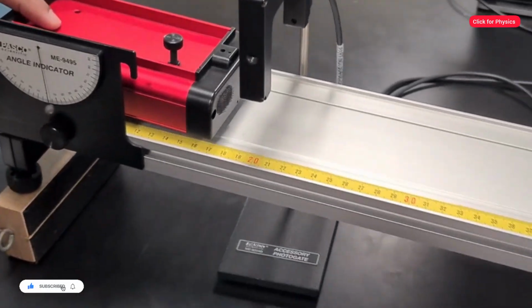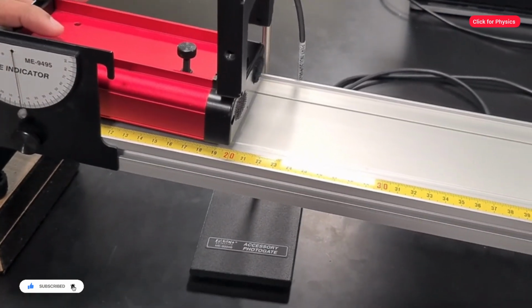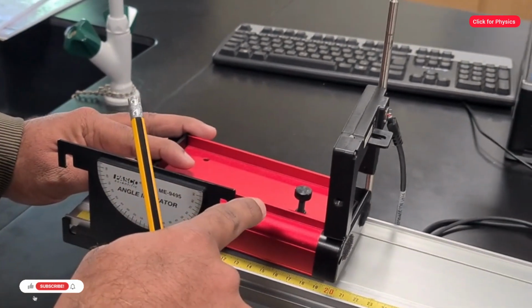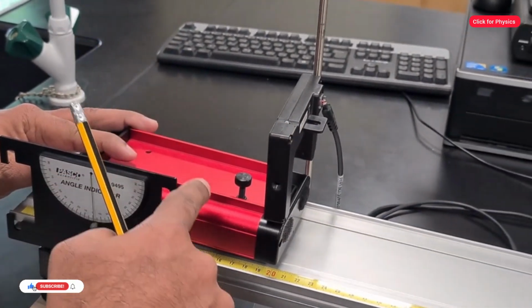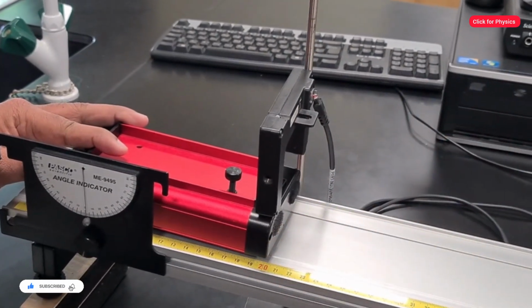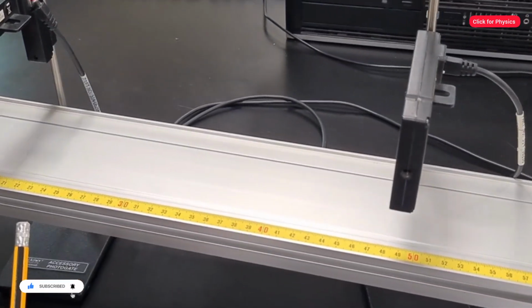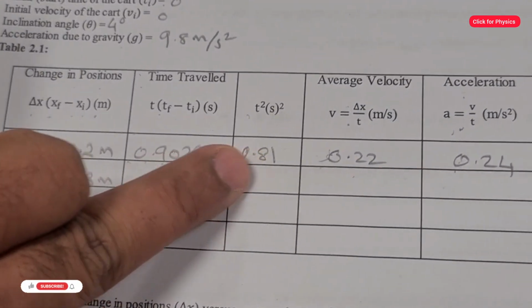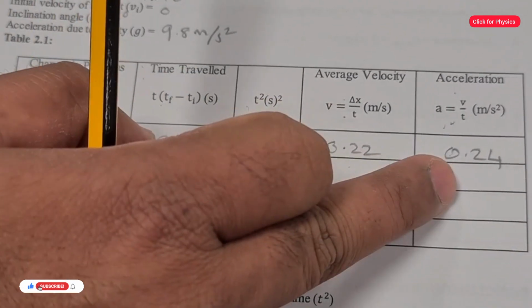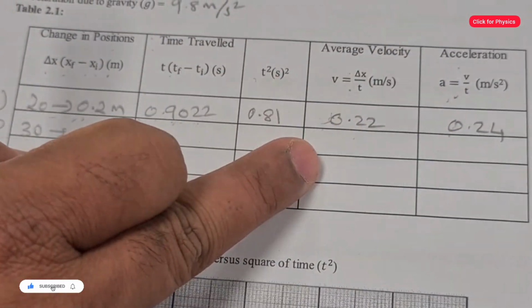And again, what you have to do, you have to bring the dynamic cart near to the photo gate, and then you have to press the start again, and then release the dynamic cart. By that, what will happen? The dynamic cart will be moving between these two photo gates, and for that its respective time will be given by the timer box, and you have to record the time. Once you record the time, you have to square the time, and then you have to find the velocity by using this formula, and then you can find the average acceleration by using the formula.